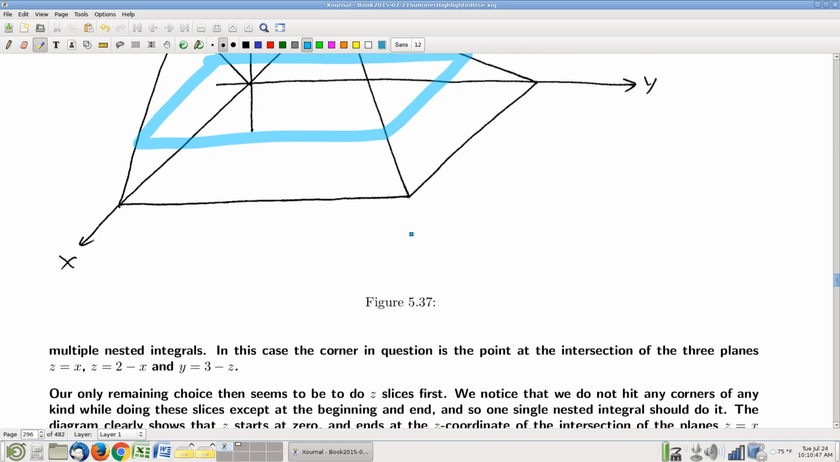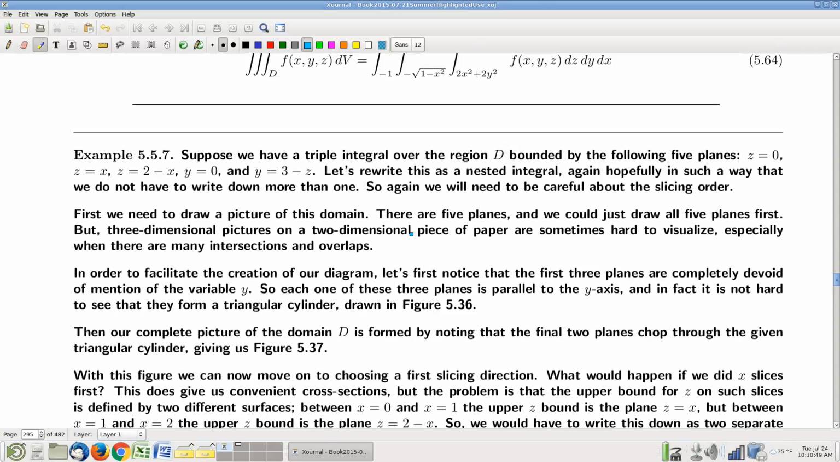Think about how you would make the decision looking at this algebra if this had been x plus y equals 3 minus z. How would it be clear that we clearly have to do our dz slicing first, and then after that we have to do x and then y? That's not at all visible from the algebra. Everybody on board? Okay, so punchline.